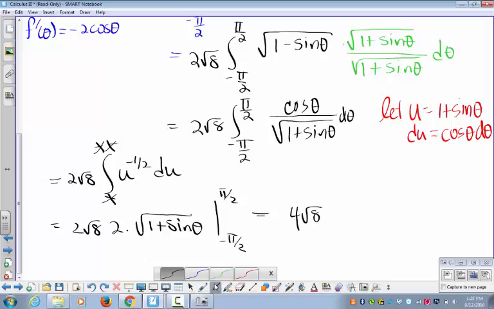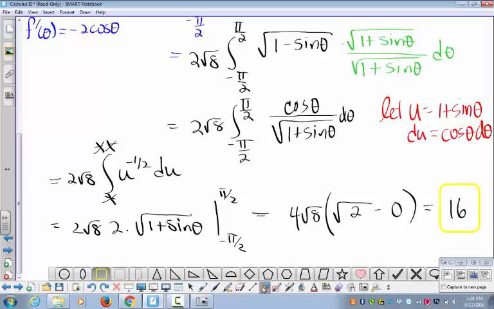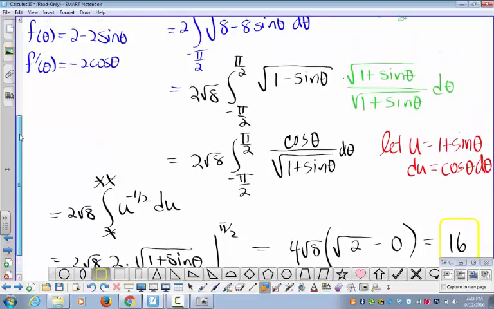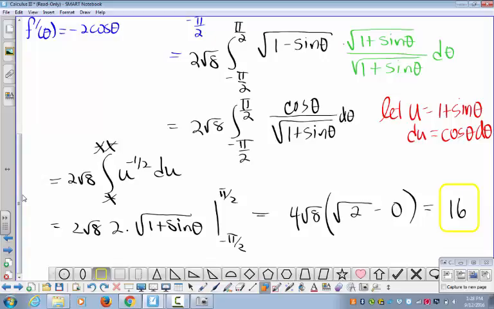So that's 4 square roots of 8. Sine of pi over 2 is 1, so that's going to be 2 minus what we get when we plug in the other one, and that's going to end up being 0, right? Sine of minus pi over 2 is negative 1, 1 minus 1 is 0. So we end up with, however that simplifies, I think 16? 16. Yeah. Square root of 16 is 4, 4 times 4 is 16. So that's how you finish off that little integral there that seemed a little sneaky at first. Direct sub. Okay, any questions on that?